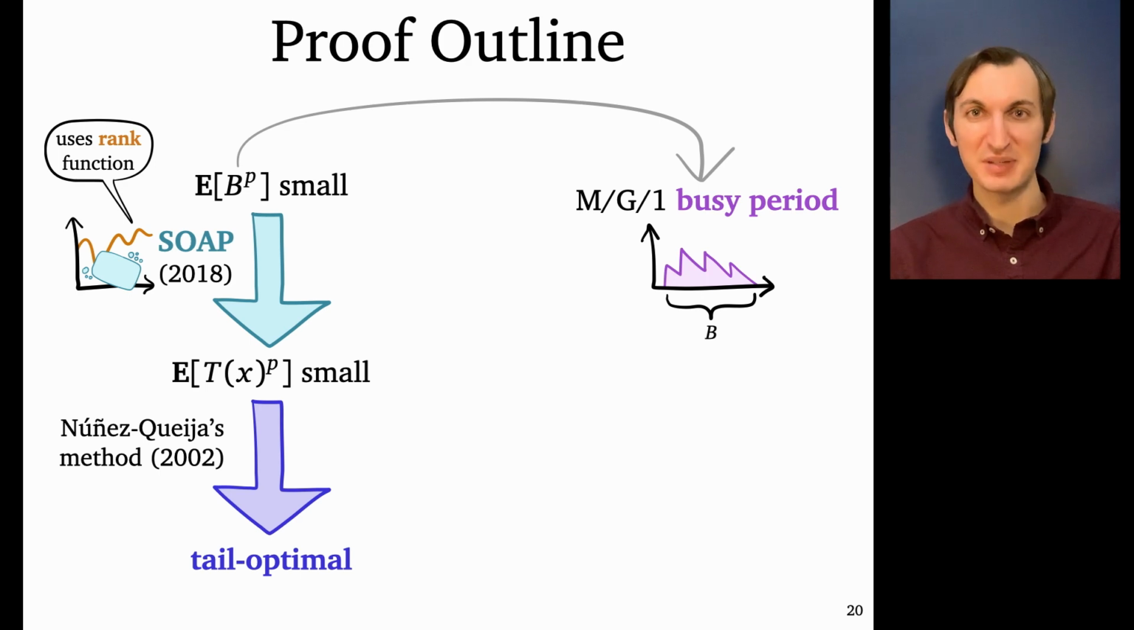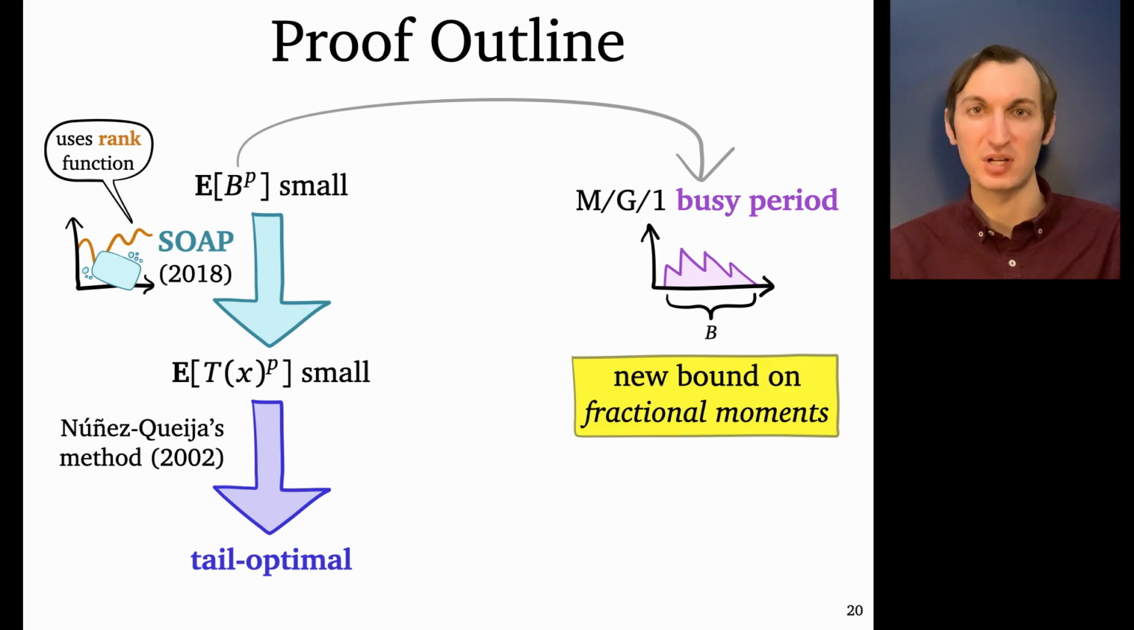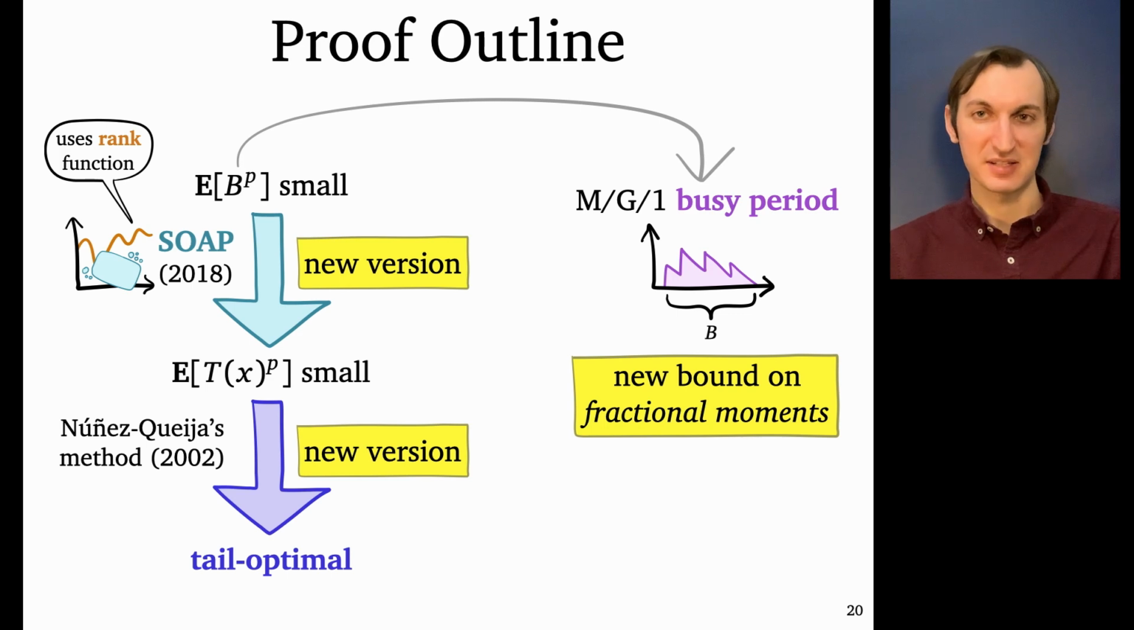And for M/G/1 busy periods, that actually hadn't been done before. So we came up with a new bound on fractional moments of busy periods that's sharper than previous bounds. And we plug this into a new version of SOAP, which we then plug into a new version of Núñez-Queija's method to get tail optimality.